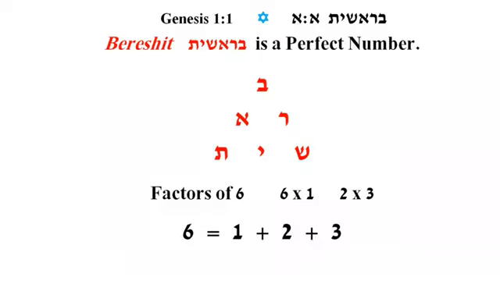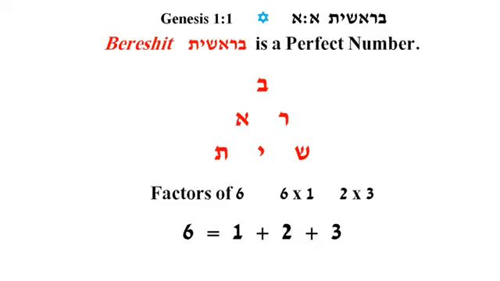Take the factors and add them together, and you will get the original number. So the factors, you don't use the 6 obviously, but you take 1 plus 2 plus 3, you get 6. Very clever. If God's going to start the Bible, he might as well start with a perfect number that does that. And this is the first perfect number, 6.